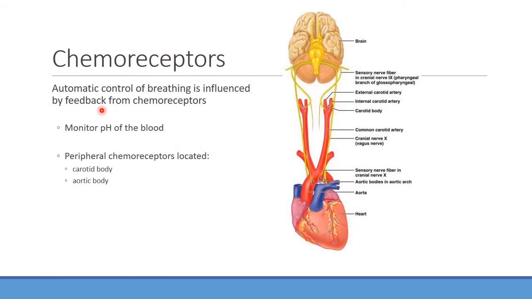Okay, so going back to the chemoreceptors, we mentioned that these are important for this automatic control of breathing that gets influenced by feedback from these chemoreceptors. So things like monitoring the pH of the blood. If you have too high of a CO2 concentration, too many hydrogen ions, that stimulates you to breathe more. You breathe more, right, because you want to expire that CO2. And typically what you actually find is that the brain is going to be responding much more easily to CO2 levels than it does to O2 levels, right?